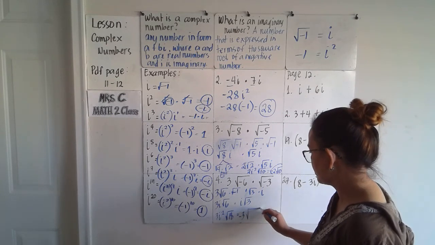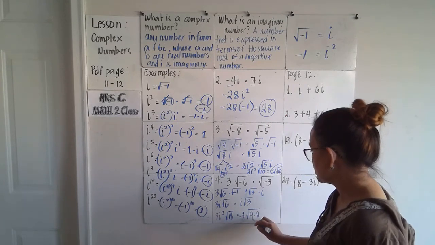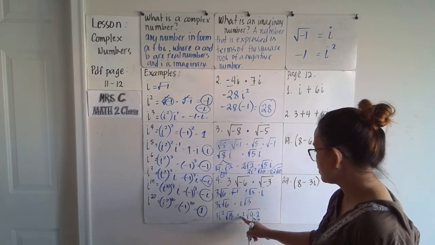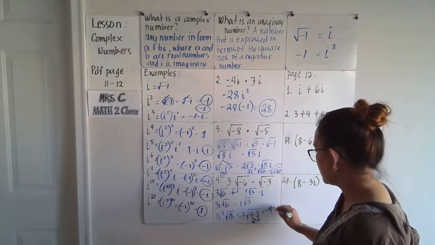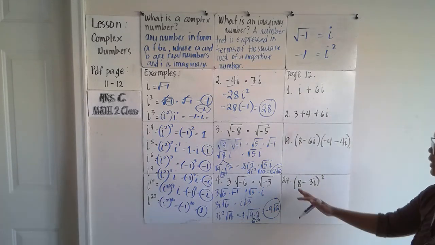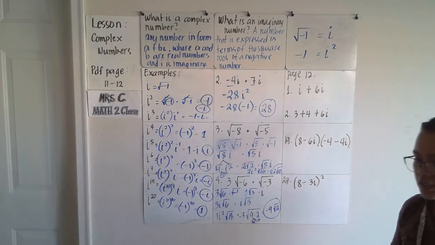I'm sorry, I'm making it too fast. So that would be 9 times 2. 9 can be factored by 3 and 3. Cancel, take 1. 3 times negative 3 is negative 9 square root of 2. That's it. This one is on page 12. So this is quite easy.